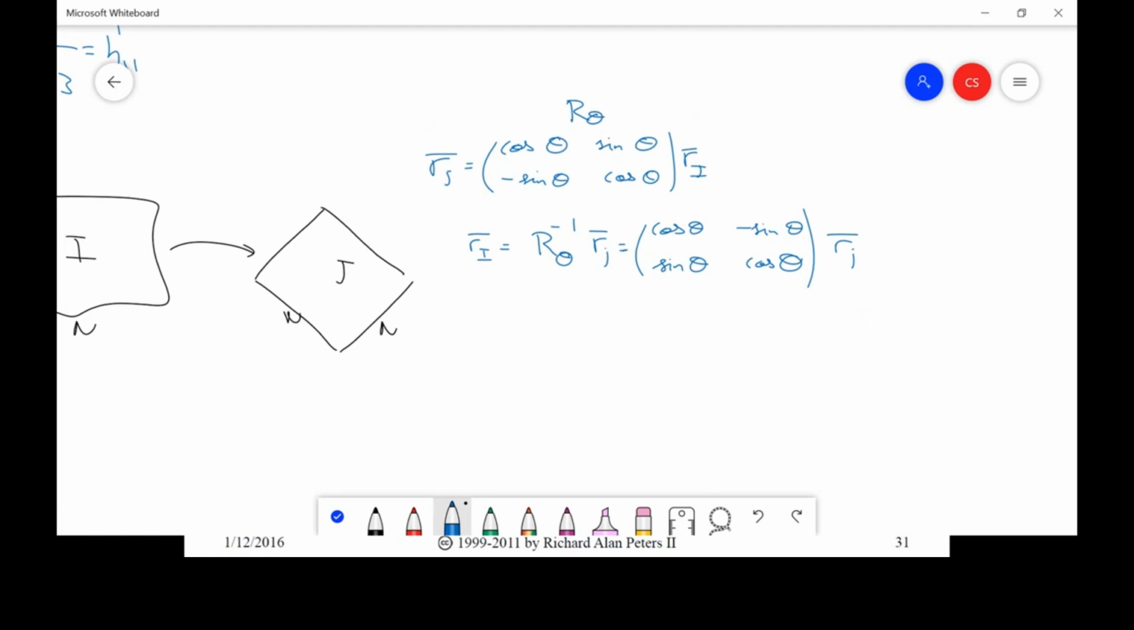Okay, but then, if this is n times n, in these diagonals, overall, it has to be larger. So this n prime will be larger than n. Do you agree with that? If you take something that is straight and you rotate it, the output is larger.